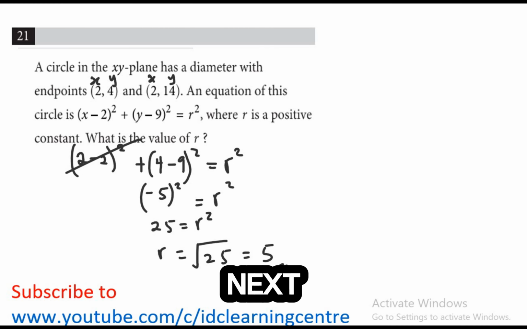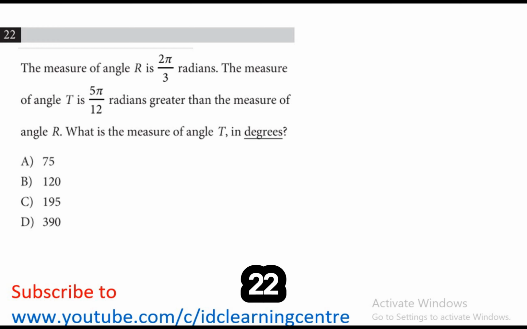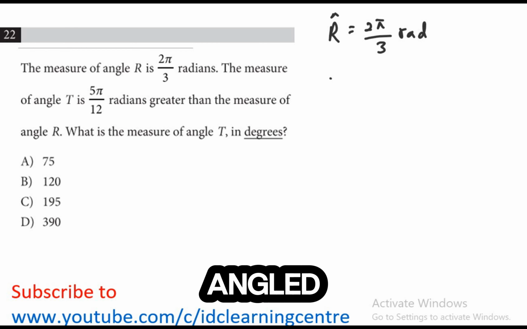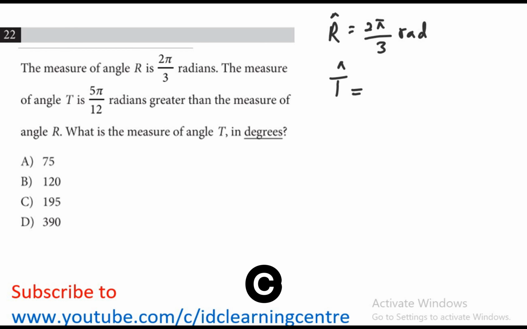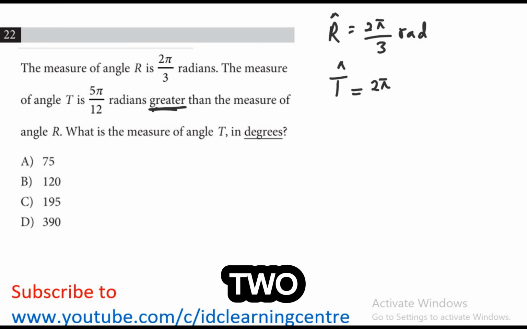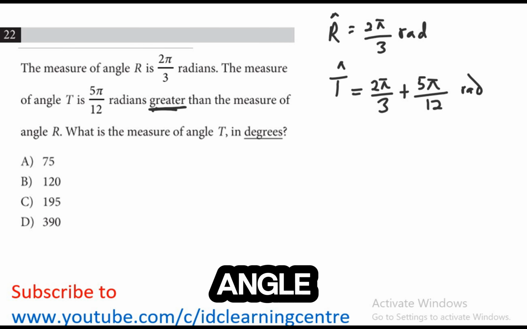Alright, so we'll move on to the next question. Next question is question 22. We're given angle r. Angle r is 2 pi over 3 radians. And then angle t, we're told that angle t is 5 pi over 12 radians greater. So greater means it's more. That means we are adding to the value of r to get angle t. So that means 2 pi over 3 plus 5 pi over 12 will give us angle t.